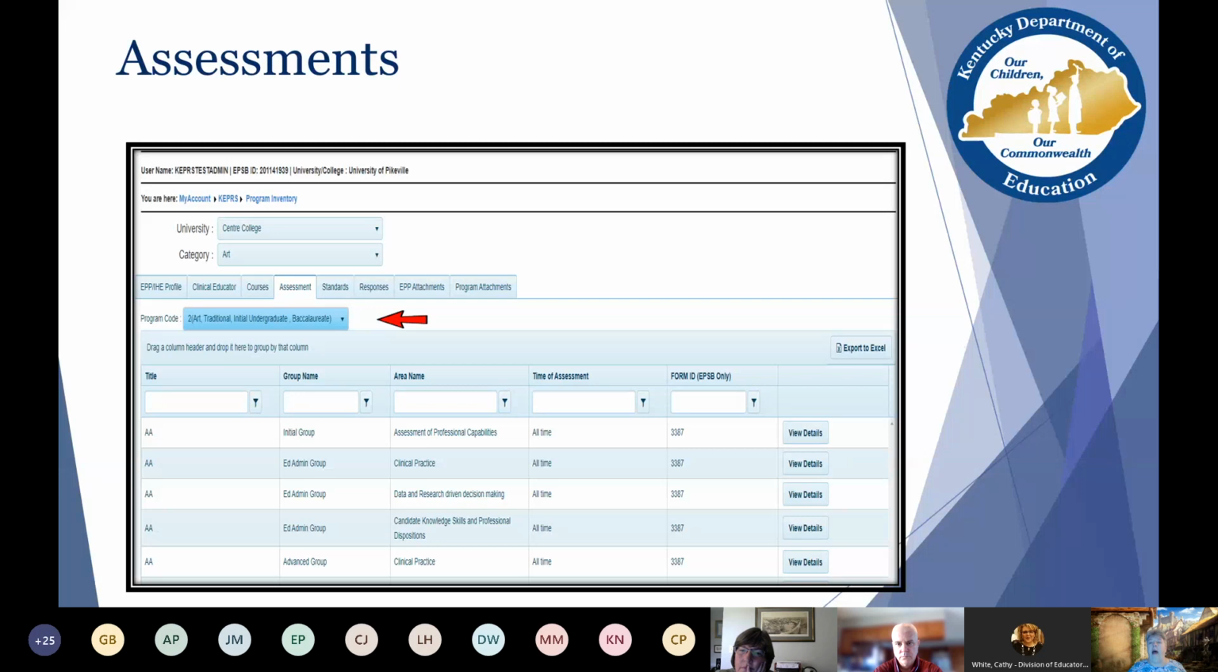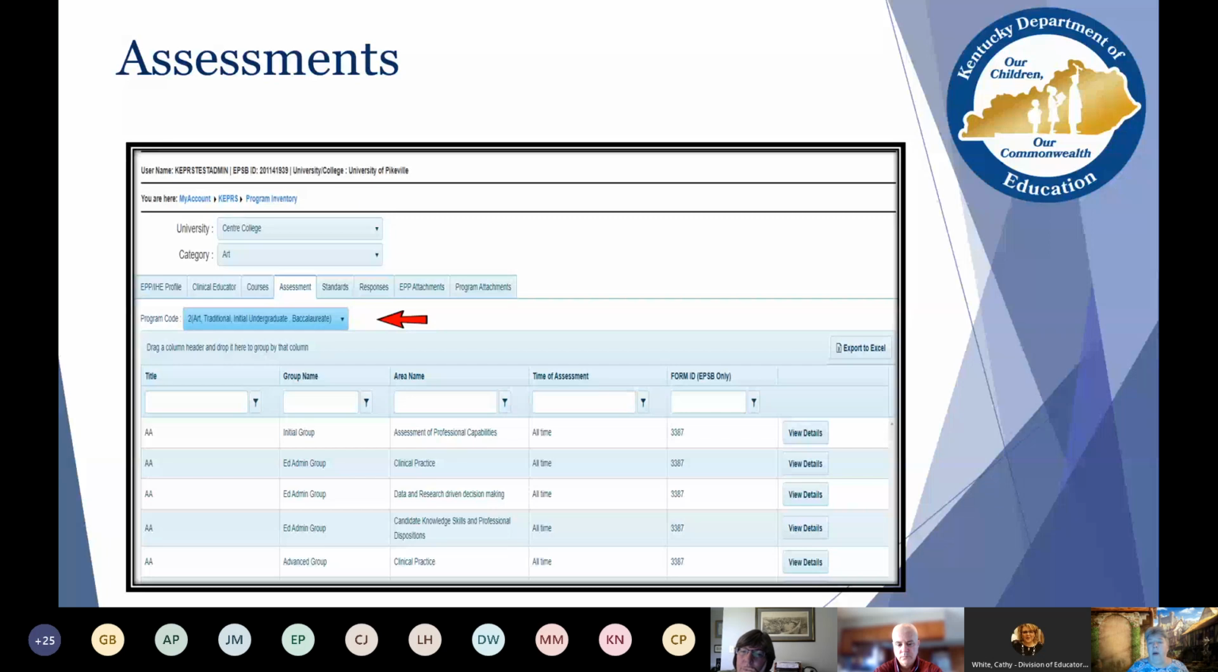This tab identifies the assessment name, the area that's being assessed, a description of that assessment, the reliability and validity of that assessment, and when that assessment occurs. Once you select this tab, it'll ask again to identify the specific program code, and you'll want to pick the one that you're looking at for the assignment you've been given.